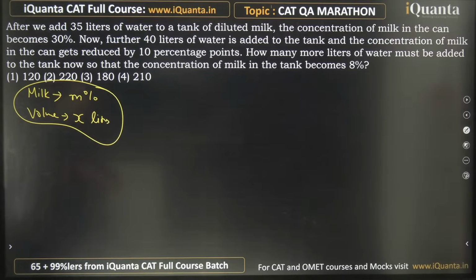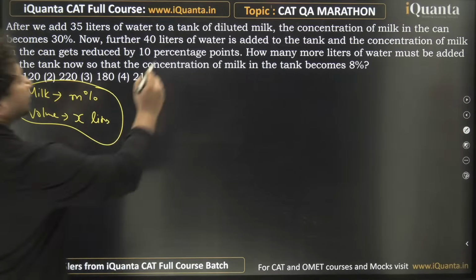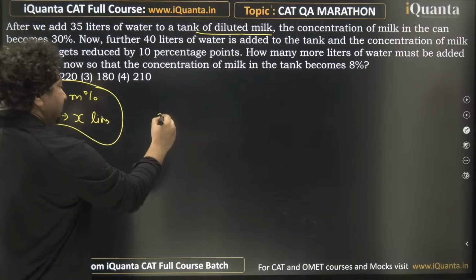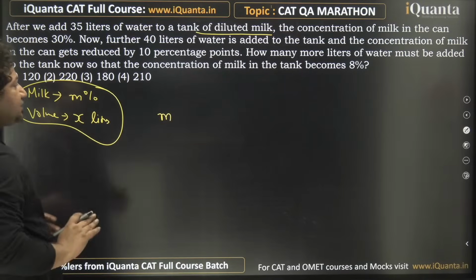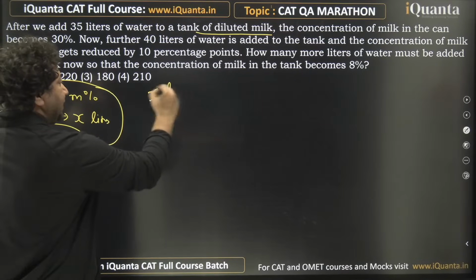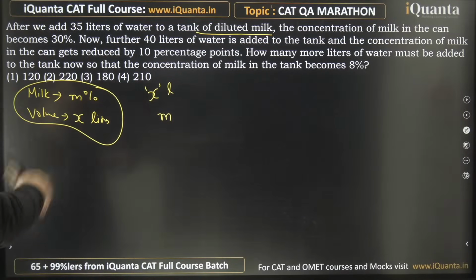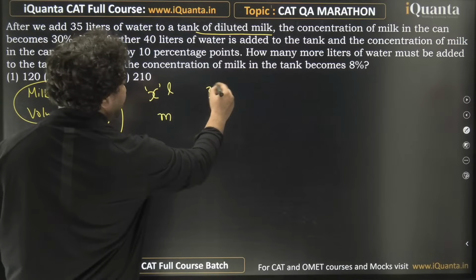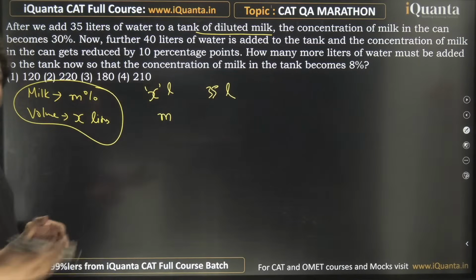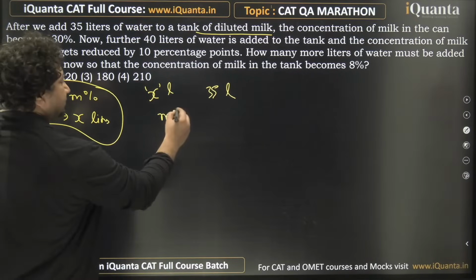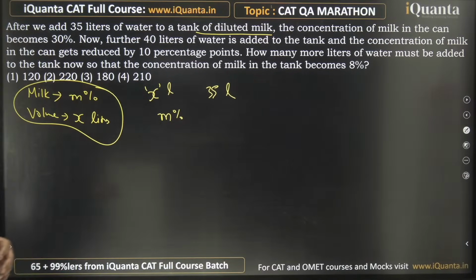So, सबसे पहले क्या हुआ था? There was diluted milk, and its concentration was m% as I have assumed, and it was for x liters. All right. And now 35 liters water has been mixed. This 35 liters has been mixed. What is the concentration of water?